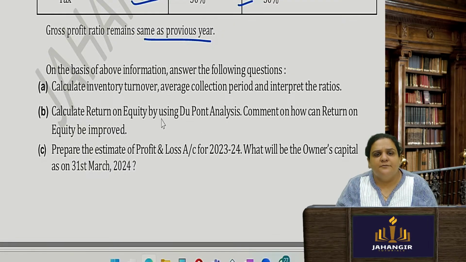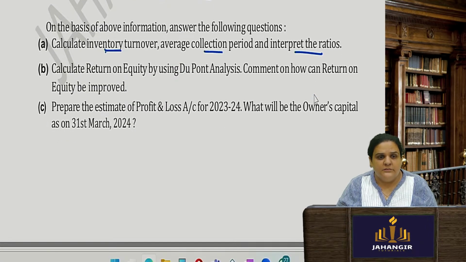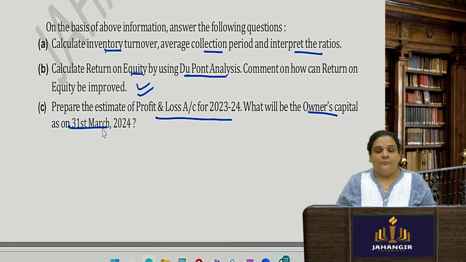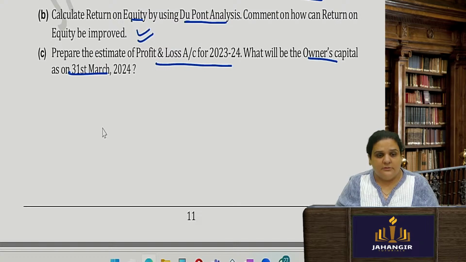On the basis of the information, answer the following questions. Calculate inventory turnover, average collection period, and then interpret the ratios. Then calculate return on equity by using Dupont analysis. Comment on how this can be improved, and then prepare the estimated P&L account and what will be the owner's capital as on 31st March 24. Again 3 questions. Okay.